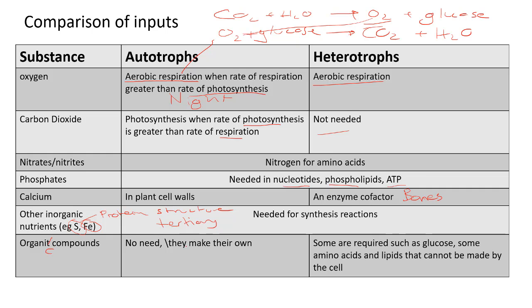Organic compounds. Autotrophs don't need any. They make their own. We need some. We need, what do we need? We need glucose, which we have to eat to get, some amino acids, and lipids that can't be made in the cell. The amino acids that we can't make are called essential amino acids. So sometimes you'll see supplements advertised as an essential amino acid, or a food might be advertised as having essential amino acids in it. That's because we can't make them. There's a whole bunch of them we can make, but there are some we can't.